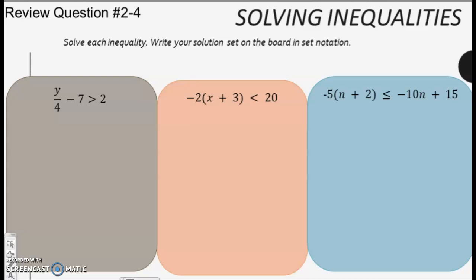The first one is y divided by 4 minus 7 is greater than 2. The second one is negative 2 times the quantity x plus 3 is less than 20. And the last one is negative 5 times the quantity n plus 2 is less than or equal to negative 10n plus 15.